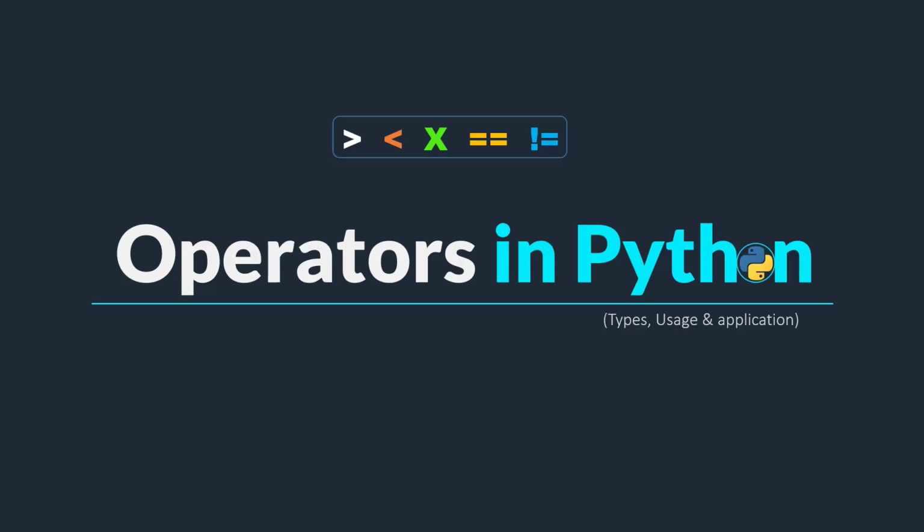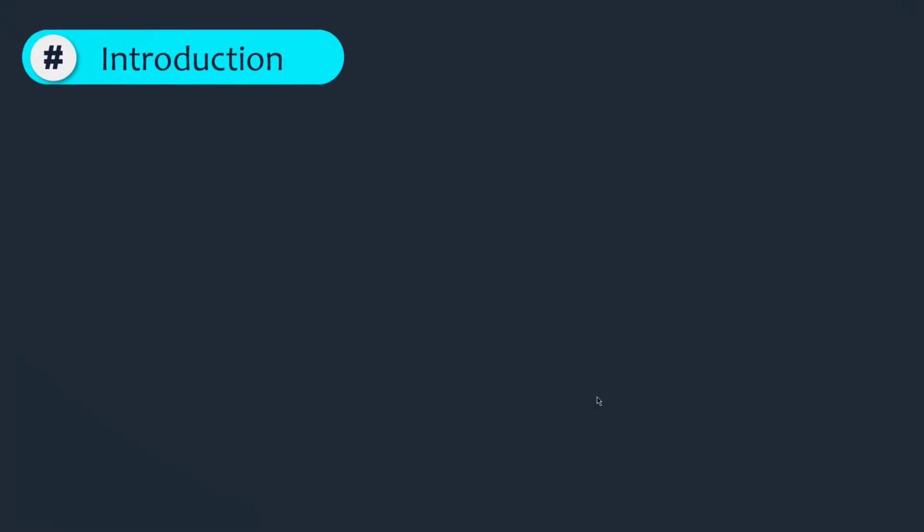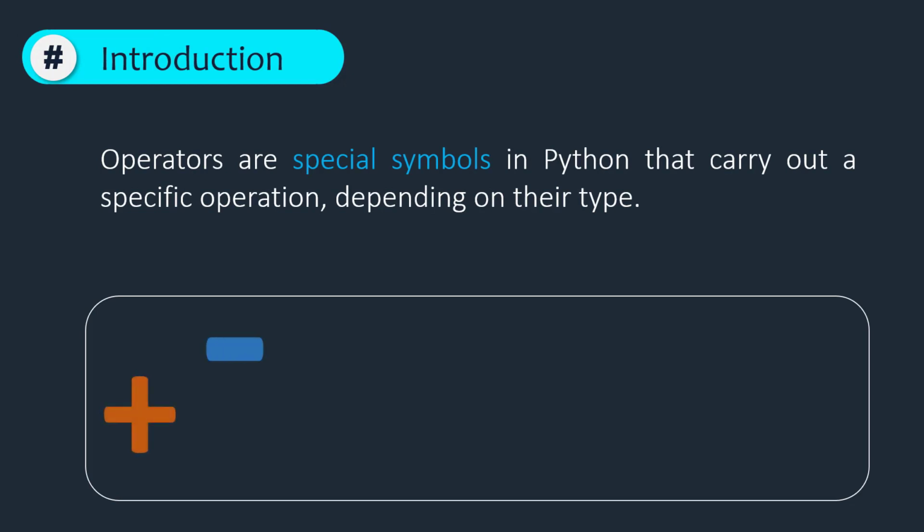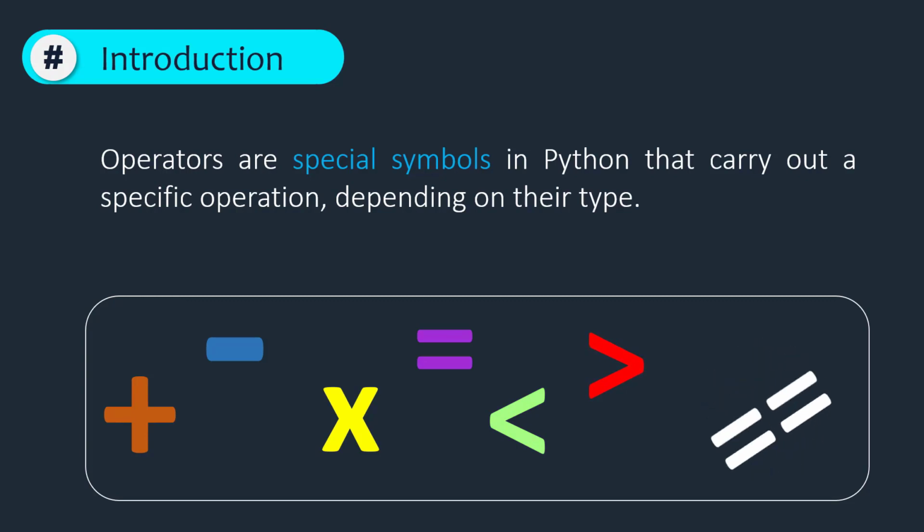So, operators in Python. We'll start with the introduction. Basically, operators are special symbols in Python that carry out specific operations, for example addition, multiplication, division, subtraction, or others. There are a lot of operators available in Python. We will see each one of them in detail in this video.